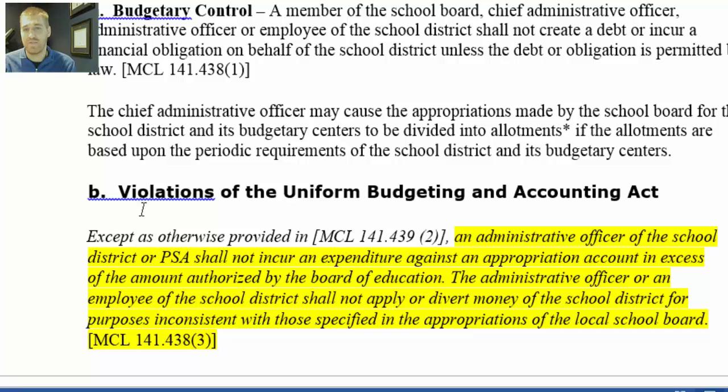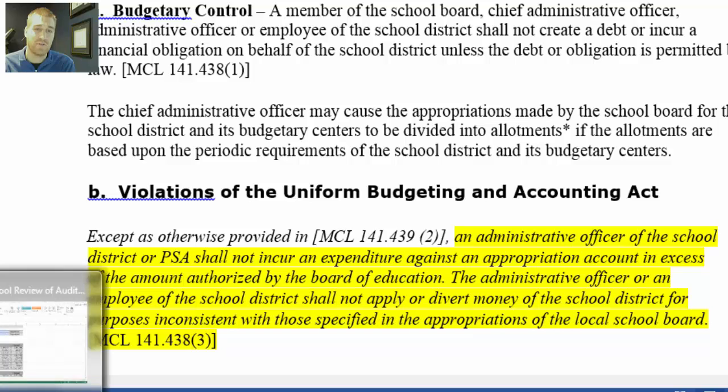So, violations of the Uniform Budgeting and Accounting Act. An administrative officer of the school district or PSA, Public School Academy, shall not incur an expenditure against an appropriation account in excess of the amount authorized by the Board of Education. The administrative officer or an employee of the school district shall not apply or divert money of the school district for purposes inconsistent with the purpose specified in the appropriations of the school board. And then there's the reference to law.